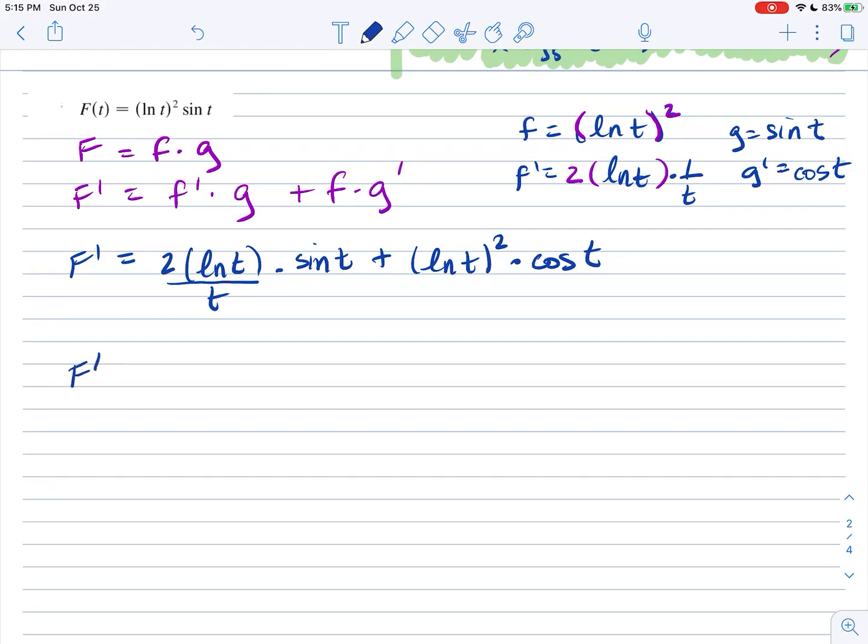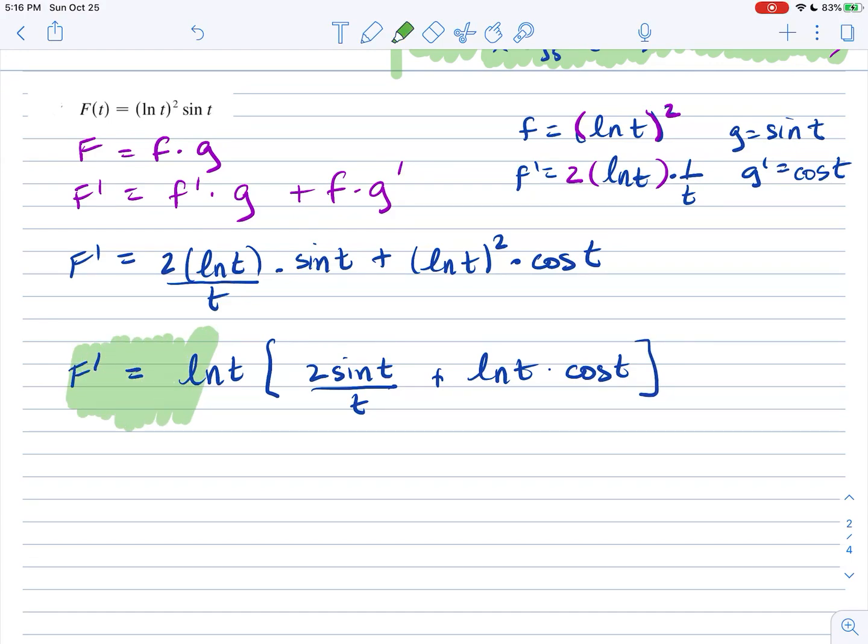The only thing that I see here in cleaning things up is possibly factoring out the ln of t, and you could do that or leave it as is. But the ln of t times 2 sine t over t, and then we would have plus the ln of t times the cosine of t, right? And there you have it.